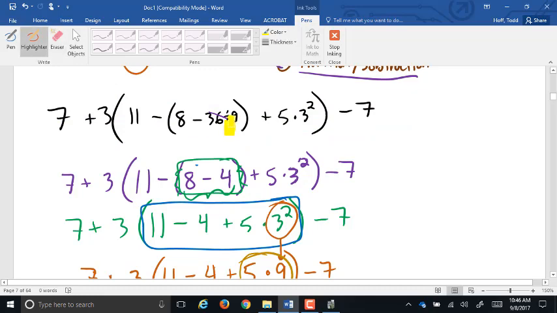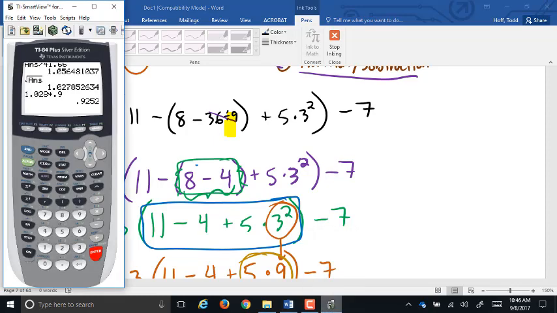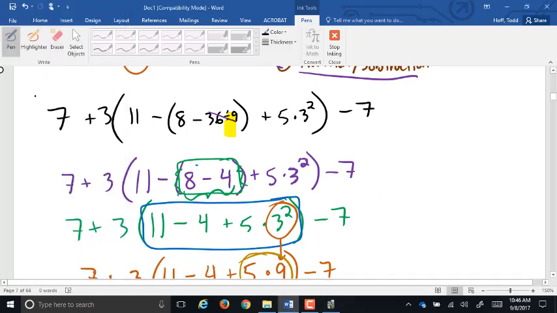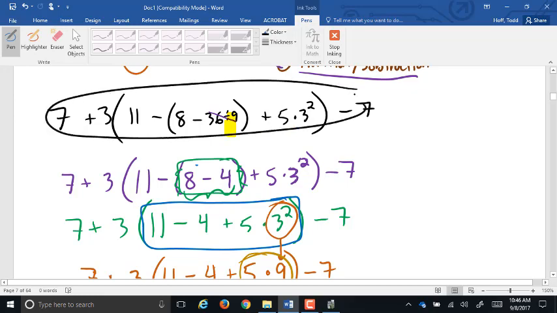So if you were to punch it in, just as that is there, let's see here, 7 plus 3. Some of your calculators you have to put in times before you put in the parentheses. Some of them you do not. 11 minus parentheses 8 minus 36 divided by 9. Close the parentheses. Plus 5 times 3 squared. Close parentheses. Minus 7. It does spit out the 156. So if it's in a single line like that, you just have to enter it in the calculator the way it appears.